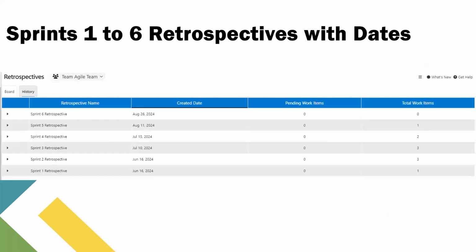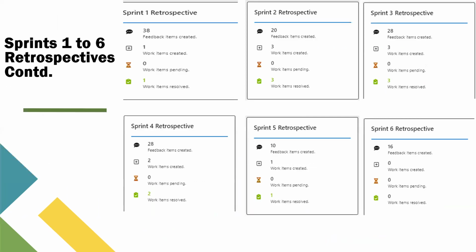So this is going ahead. These are our sprint retrospectives with dates from sprint 1 to sprint 6. At the end of every sprint before the demo, we usually have our review and retrospective. And this is an in-depth look into it. Oh, I have so many.